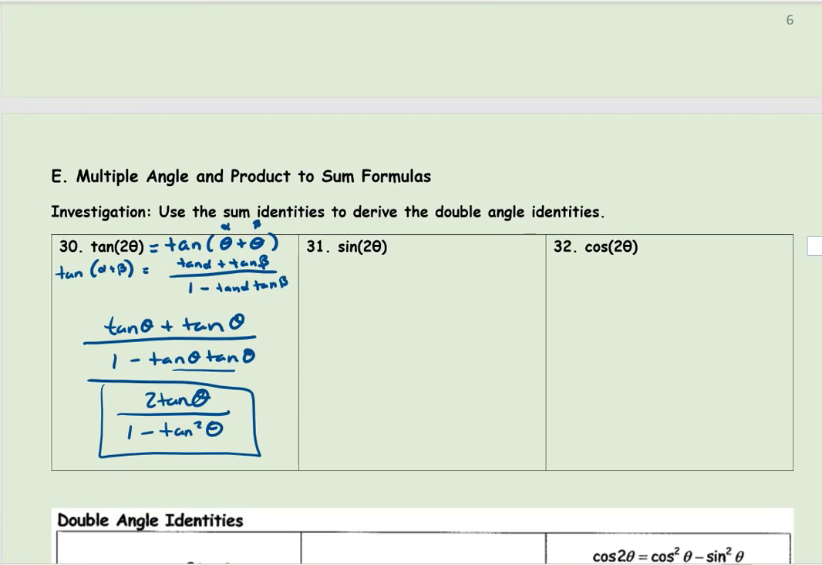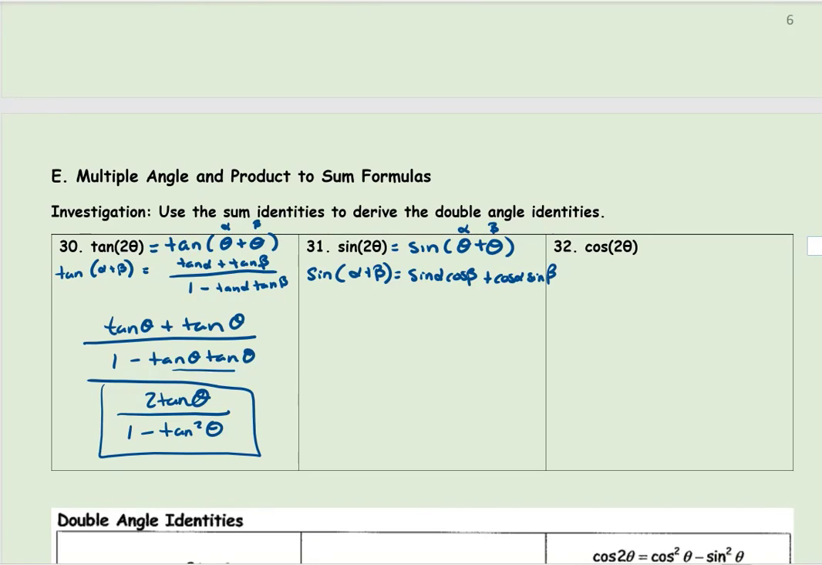Sine of 2 theta is equal to sine of theta plus theta, where this first theta can be your alpha and the second theta can be your beta. It doesn't really matter here, but for the sake of putting it into our equation from yesterday, we're going to label them. So we know that sine of alpha plus beta is equal to sine of alpha times cosine of beta plus cosine of alpha sine of beta.